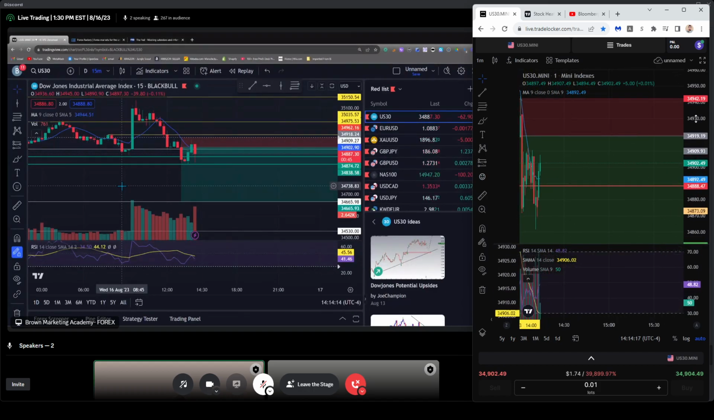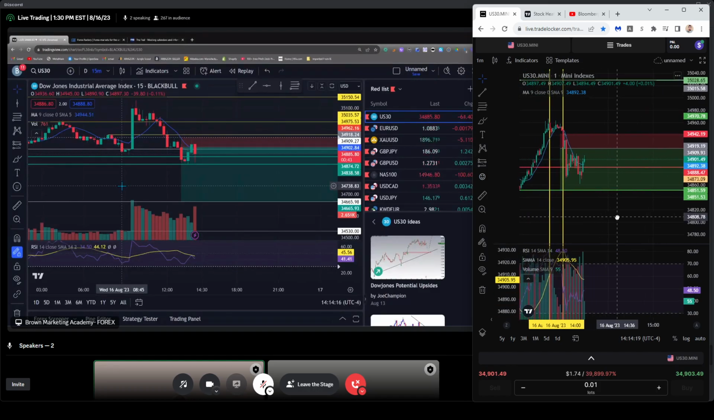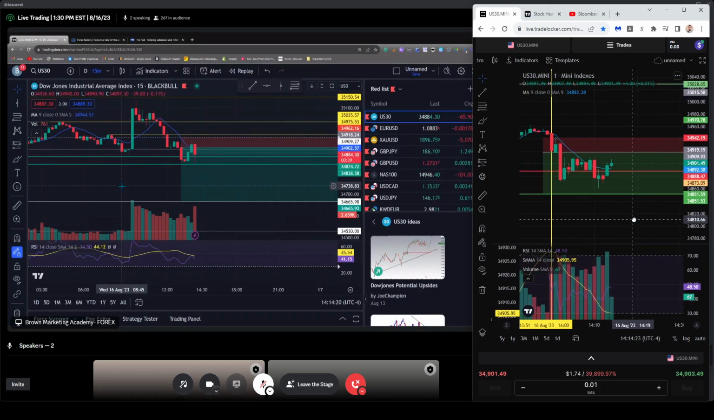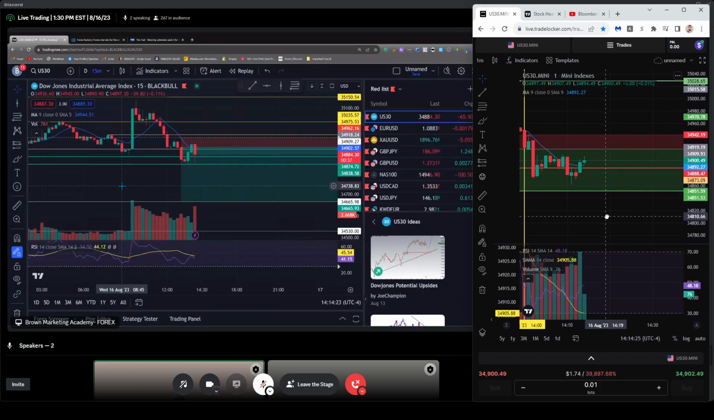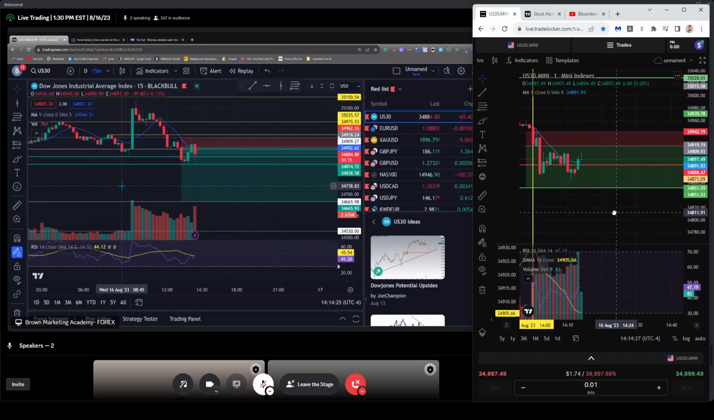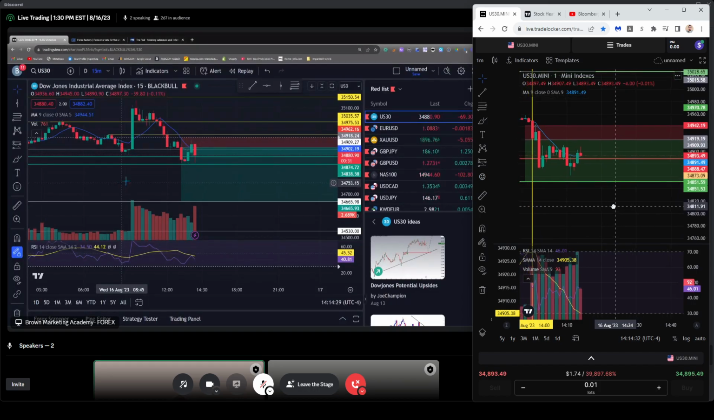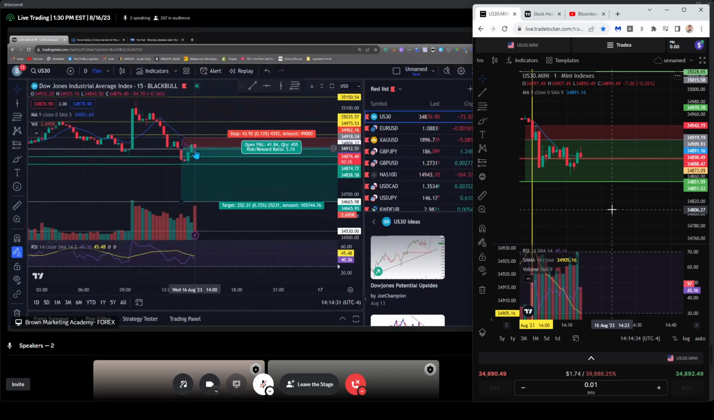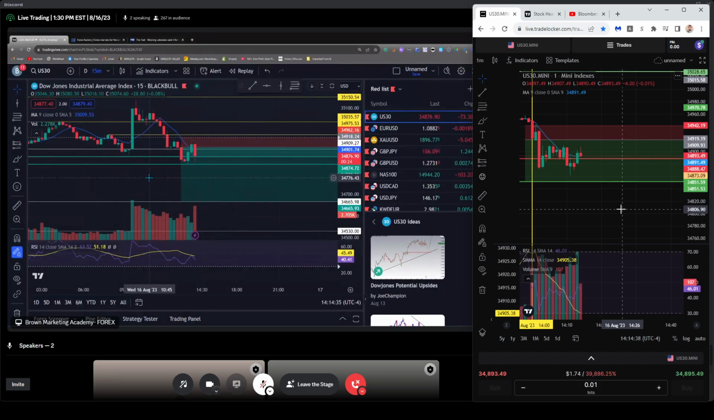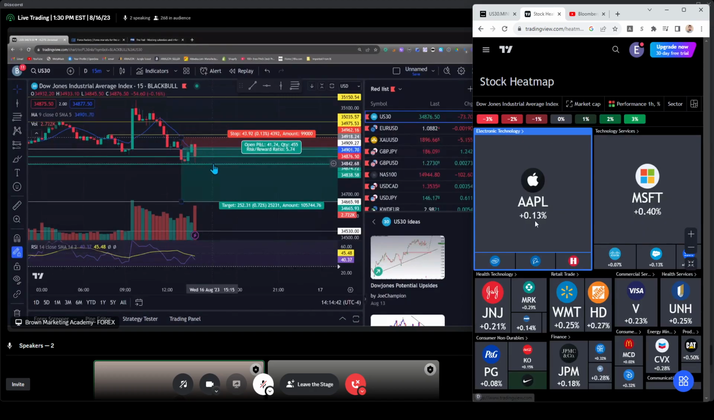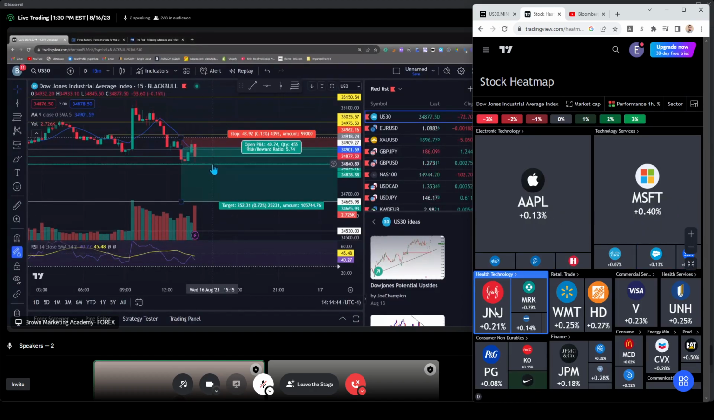We have 45 seconds left on the 15-minute candle. It would be good if this candle closed as a bullish engulfing candle on the 15-minute, meaning that the body of this candle, this red candle, is longer than this candle. That will tell us that we have some strong selling momentum in the market. But we really need to pass this area right here.